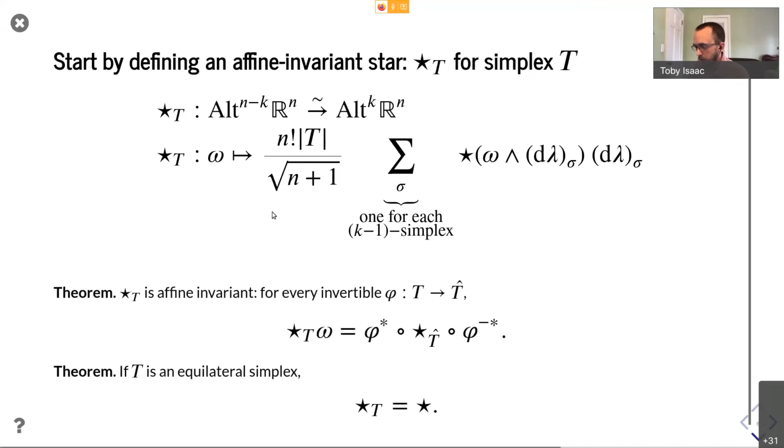So if you do this, you end up with something that's like the Hodge star, but it's affine invariant. And you can actually show that it's equal to the Hodge star if the simplex that you do this for is an equilateral one.